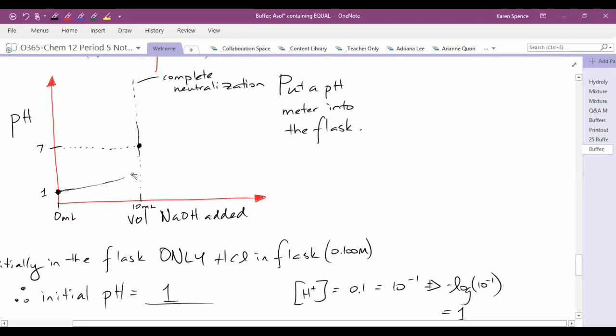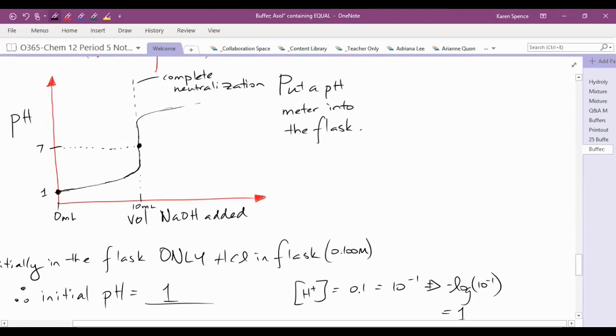I've done a terrible job at drawing this. This should actually be longer here. There we go. That looks better somewhat. Okay. And then, now that we've gone into the basic range, it will continue to get a little more basic as we add more hydroxide, but we don't get that great big huge jump in pH as we turn from being acidic to being basic.